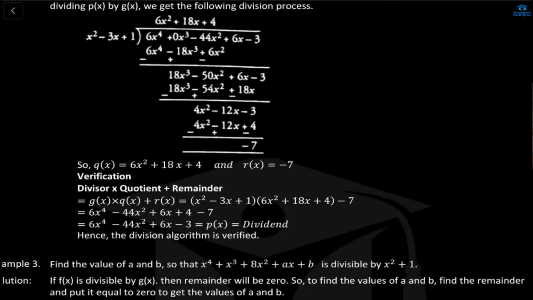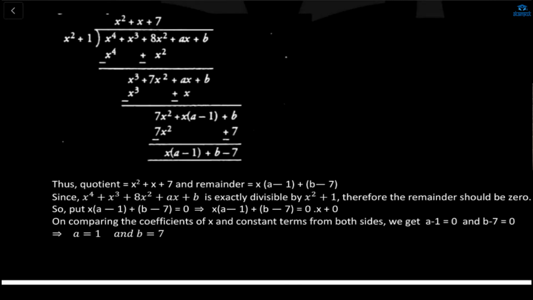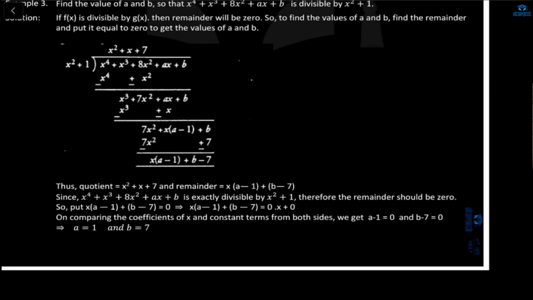You can see here in the remainder, I got x times a minus 1 plus b minus 7. Since it is fully divisible, this value should be equal to 0 because the remainder should be 0. When you equate it to 0, you will get the values of a and b. Do you have any doubt, Safiya and Rudronial?